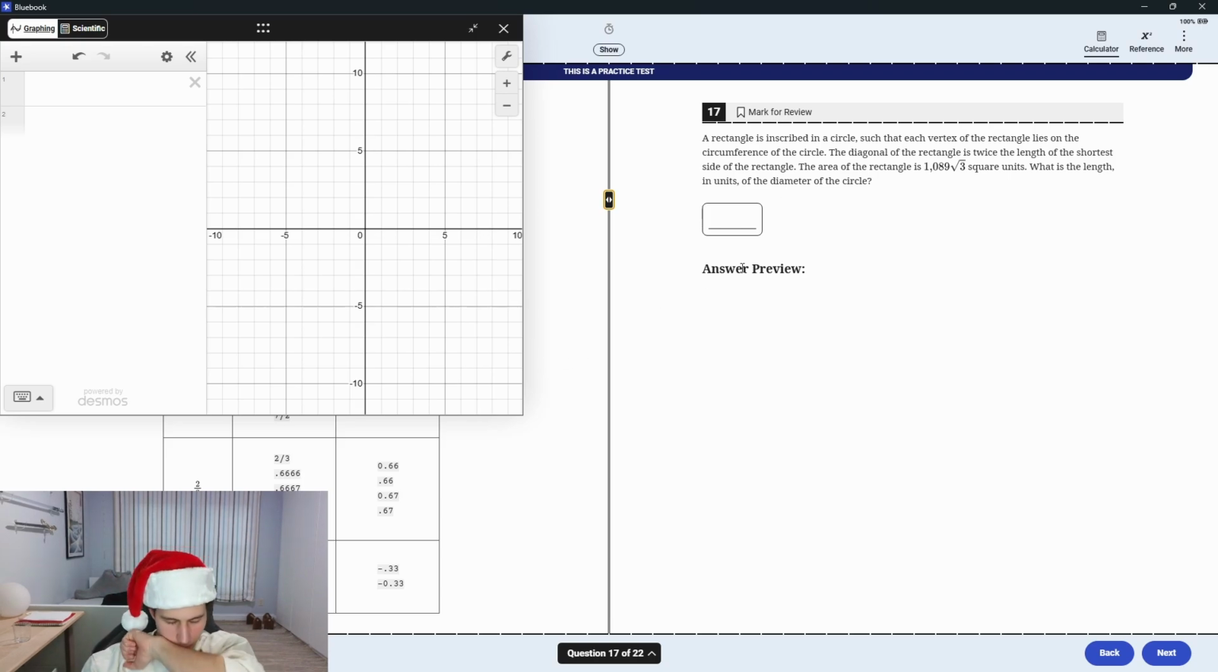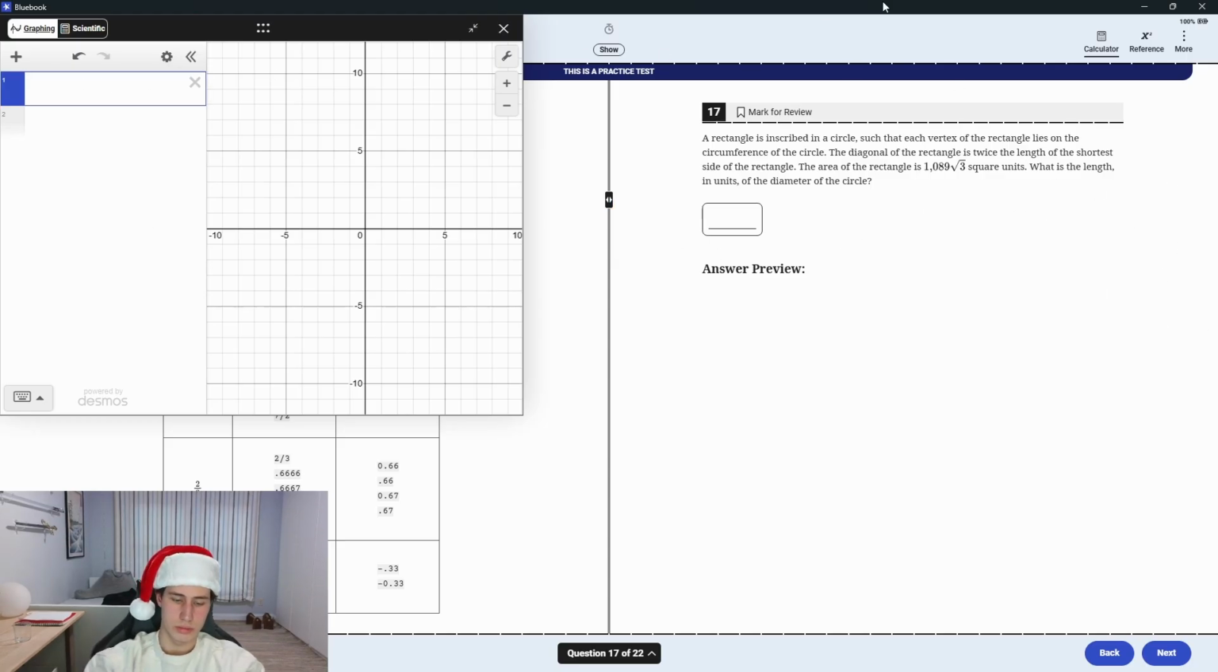So a rectangle is inscribed in a circle such that each vertex of the rectangle lies on the circumference of the circle. The diagonal of the rectangle is twice the length of the shortest side of the rectangle. The area of the rectangle is 1089 root 3 square units. What is the length in units of the diameter of the circle?